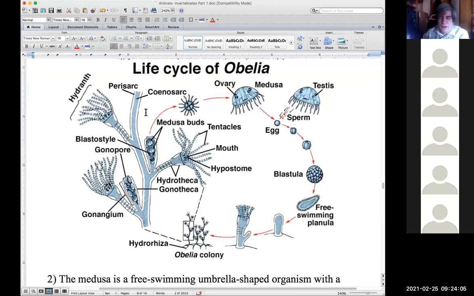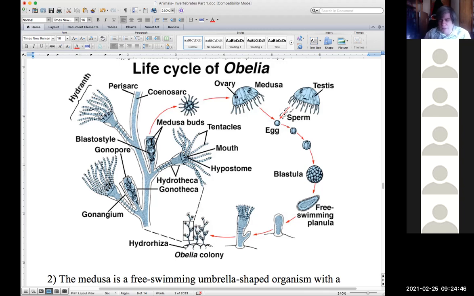So here's a colonial polyp. It's a genus called Obelia. And there's a central stalk. And then there are all sorts of polyps that grow out of the side of this stalk. And we see two basic types of polyps. There are feeding polyps, and the feeding polyps have tentacles and they have a mouth. And this feeding polyp essentially is a miniature sea anemone. But there are also reproductive polyps, and the reproductive polyps produce medusa buds.